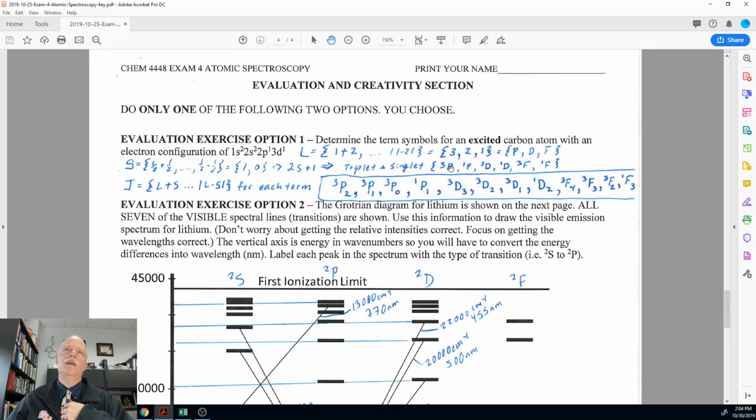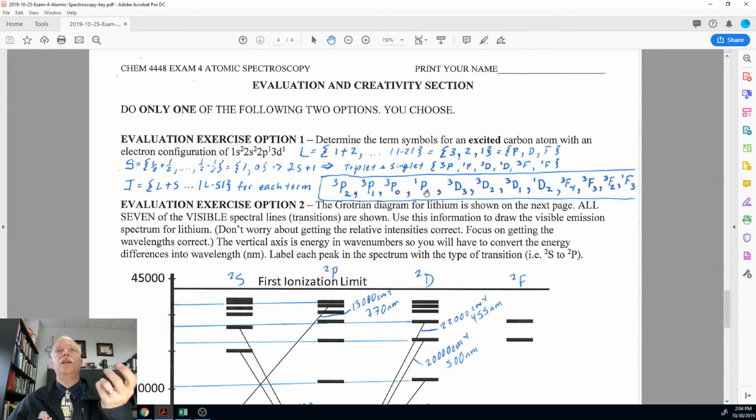So for this triplet P, because it's P, what is capital L? An S is 0, a capital P is 1, a D is 2, an F is 3. So L is 1, and it's triplet, so S is 1. So the maximum value is going to be 2. So that first J value is 2. So triplet P2 is the maximum J value. Then you subtract 1, you've got 1, and then the minimum is L minus S. So 1 minus 1 is 0, and so the minimum value would be 0. So triplet P2, triplet P1, triplet P0.